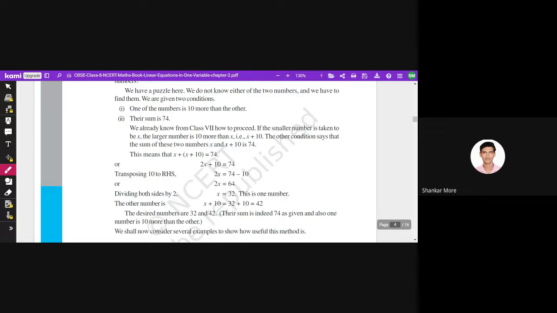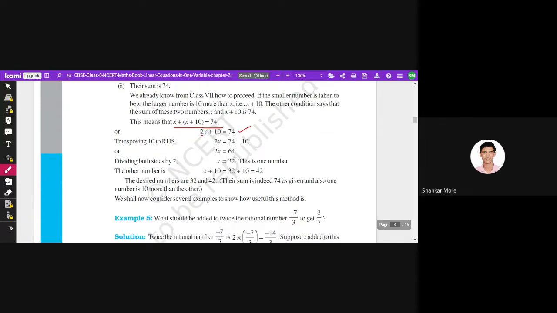x plus 10, first number plus second number is equal to how much, students? 74. So we write it here. Now see this x plus this x becomes 2x, 2x plus 10 becomes 74. Now 2x is equal to 74 minus 10, 2x is equal to 64, so x is equal to 32.